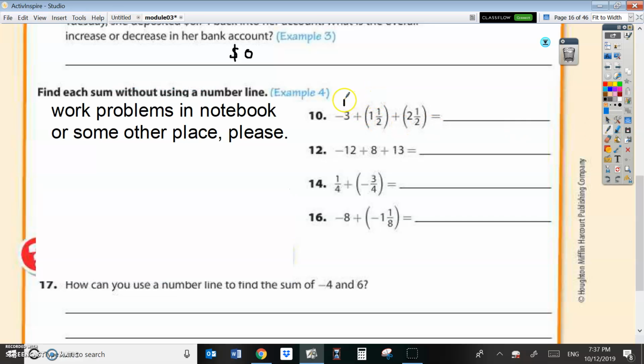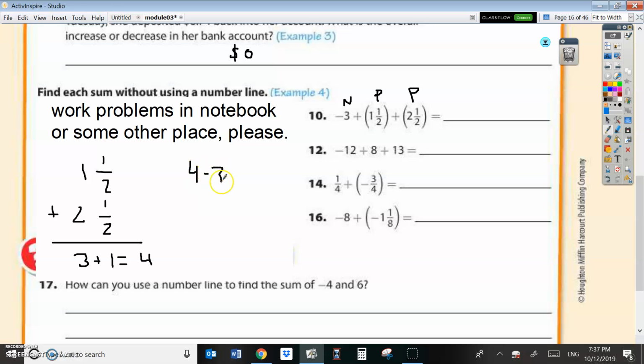Okay, so here you've got negative, positive, positive. So put your 1 1/2 and your 2 1/2 together. 1 1/2, 2 1/2. Add those up. So here you get 1, and here you get 3 plus 1 equals 4. Now you've got 4 minus 3 equals 1.